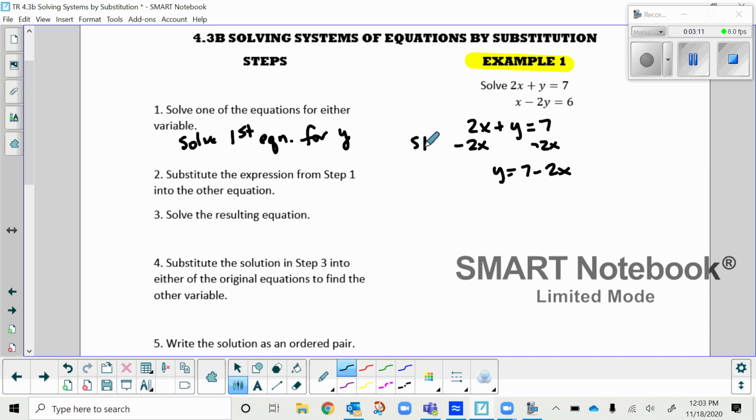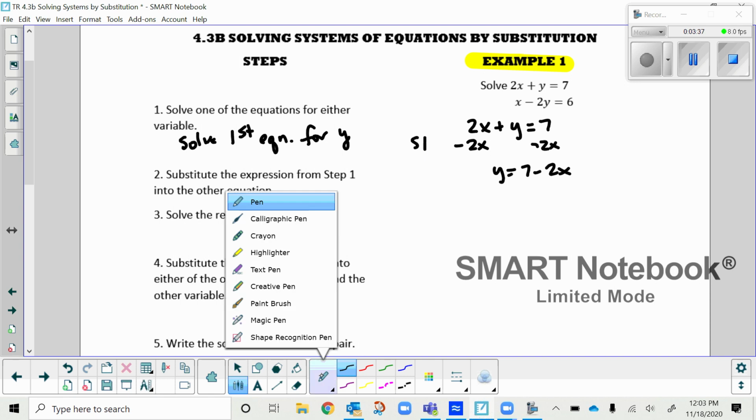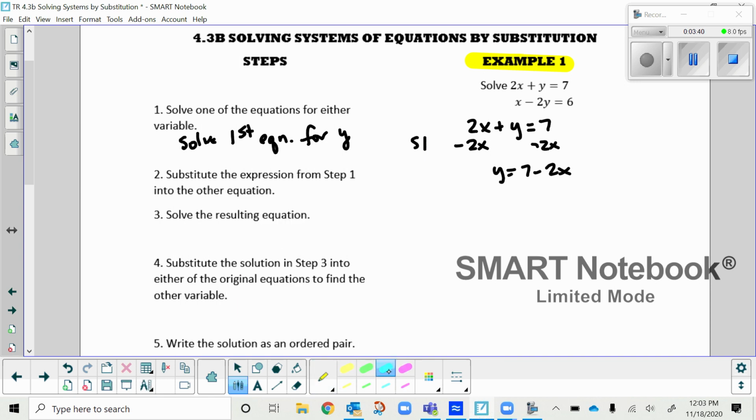Read step 2 to yourself before I talk about it, please. It says substitute the expression from step 1 into the other equation. So I solved the first equation for y. So here's what I'm going to do. And I kind of want you to put your eyes on the screen for just a second. In this step, I said y equals 7 minus 2x, right? That was from equation 1.